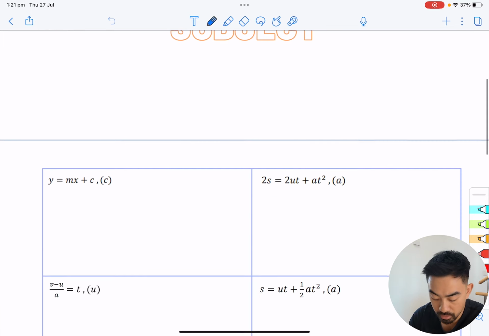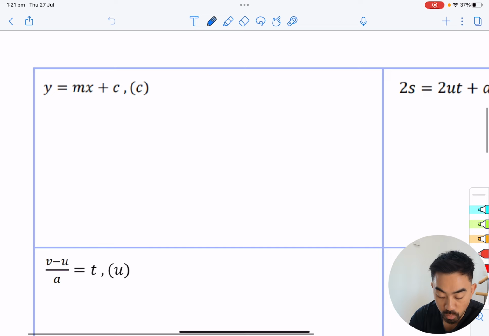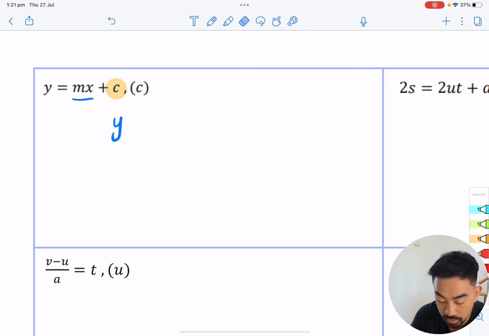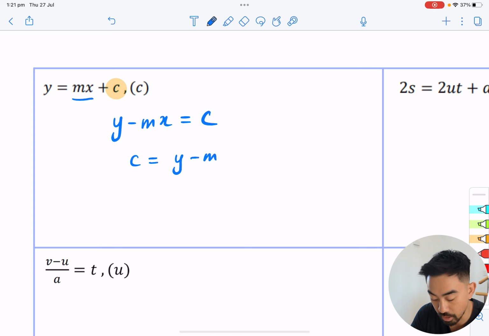Let's get into it. Okay, so here's the first one, y equals mx plus c, and we want to make whatever's in the brackets the subject. So we're trying to make that c the subject. Well, this one's easy. All I need to do is move that mx to the other side. So y minus mx equals c. Okay, so just write it a bit nicer. c is equal to y minus mx. And done.